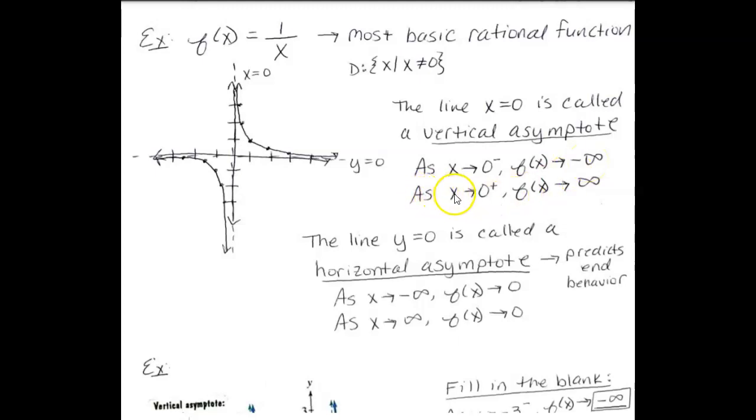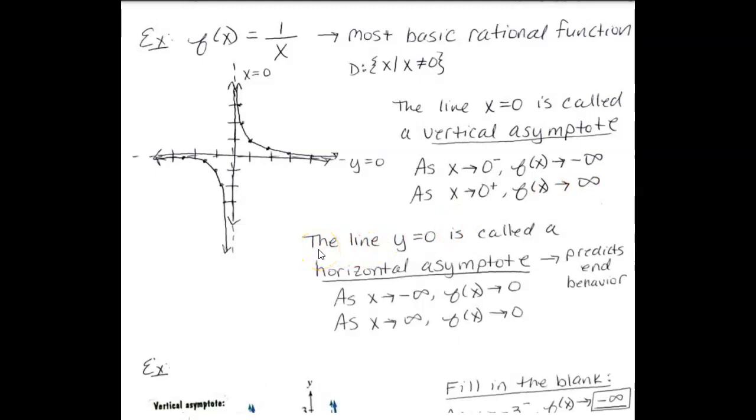We can also see that as x approaches 0 from the right, this little plus sign means from the right side. So if I start somewhere on the right of 0 and then move back towards 0, my function values are going up high. So in that case, the function values f of x approach +infinity.